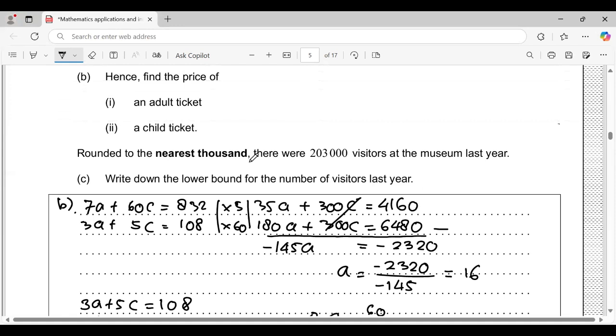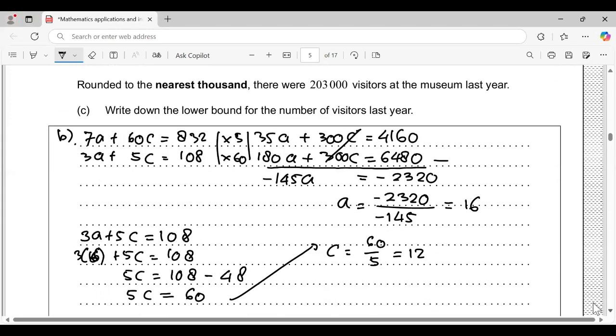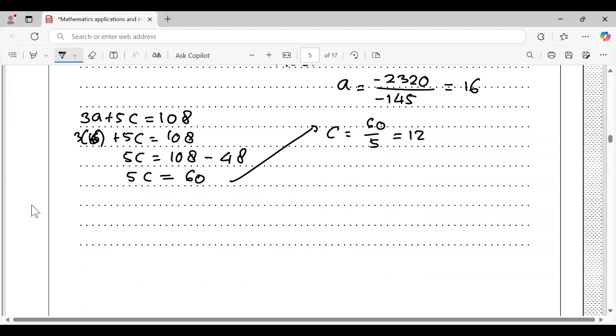Rounded to the nearest thousand, there were 203,000 visitors at the museum last year. Write down the lower bound for the number of visitors last year. For the lower bound, the number of visitors is 203,000, so we find the lower bound by subtracting 500. So the lower bound equals 202,000.